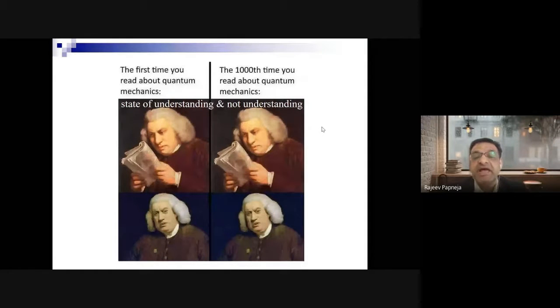The first time I read about quantum mechanics, and no matter how many times I keep on reading about quantum mechanics, it still makes no sense to me. And at the same time, it does make sense to me. So that's what quantum mechanics is all about.